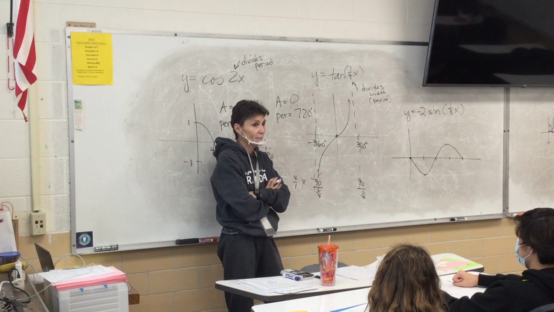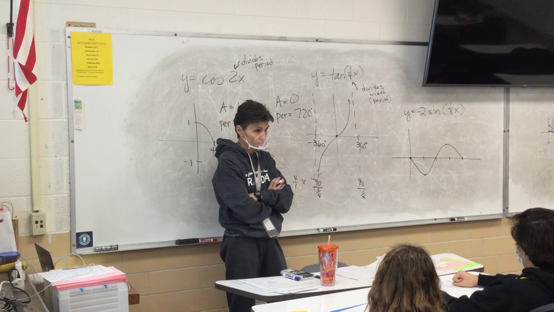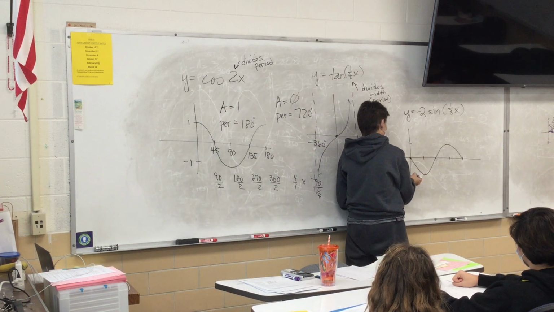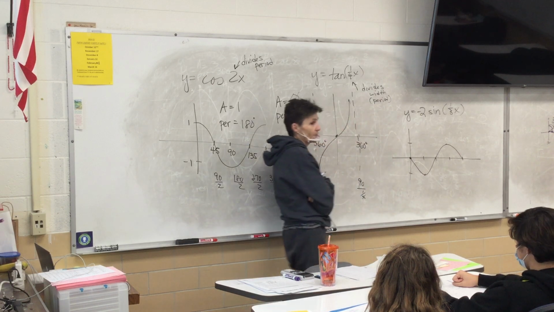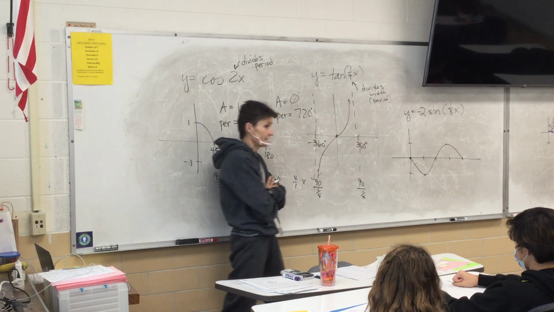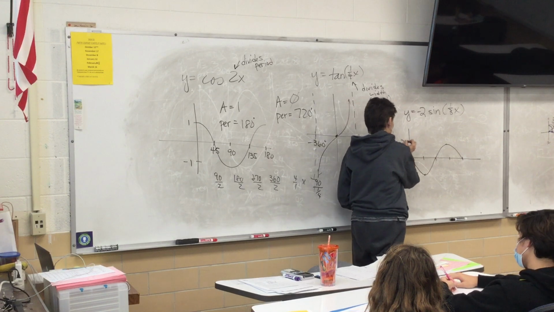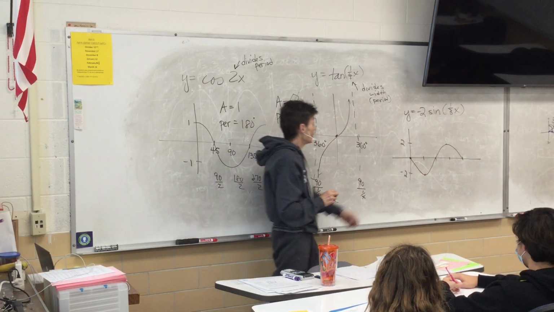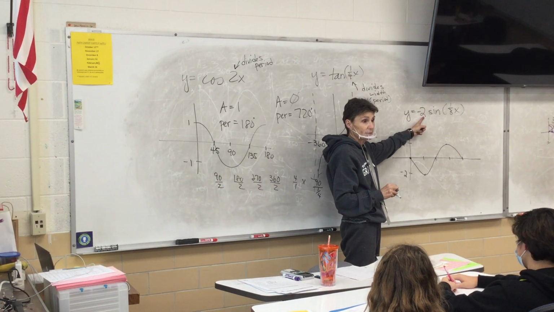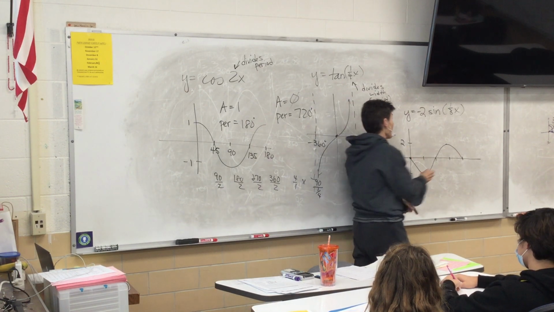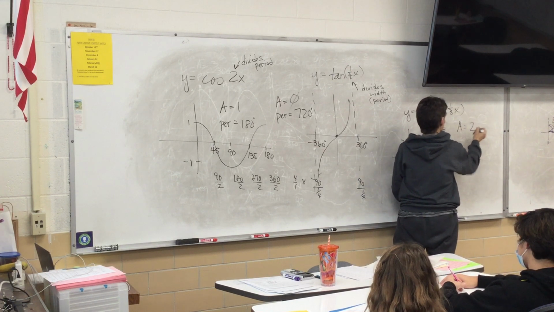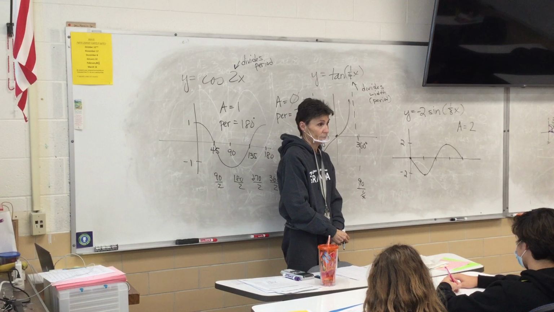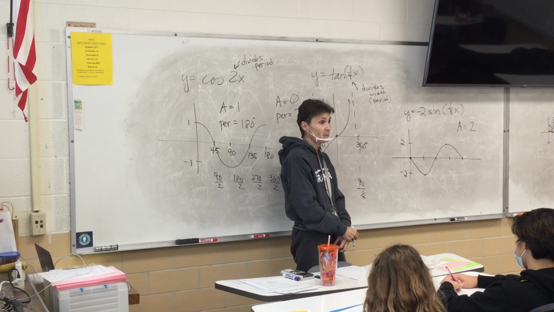Now, I need to put some labels in it. Okay? So tell me about my vertical labels. What are they going to be? 2 and negative 2. Now, normally, those labels are 1 and negative 1, but we times by 2. So now my amplitude is 2. Notice, amplitude is positive. Amplitude and period are always positive.